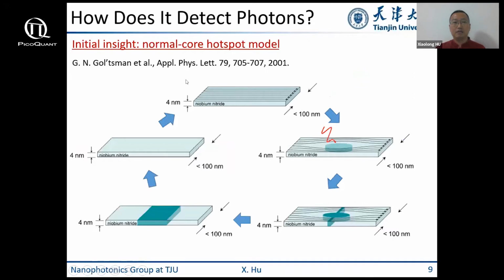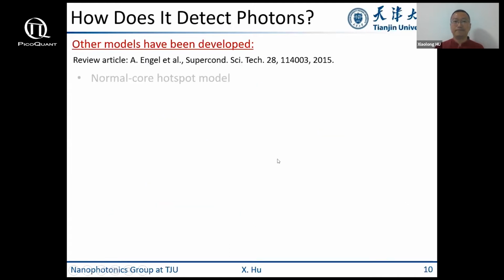On the detection mechanism, the initial insight is called the normal-core hotspot model. You can imagine the superconducting nanowire as a little channel with supercurrent inside. A photon absorbed will generate a resistive region called a hotspot. Due to the electrothermal interaction, the hotspot will expand and block the current. The current gets diverted into the 50 ohm line in parallel, generating a voltage pulse. Then, due to cooling, the resistive region disappears and it recovers automatically, ready to detect the next photon. So it can be operated in free-running mode.